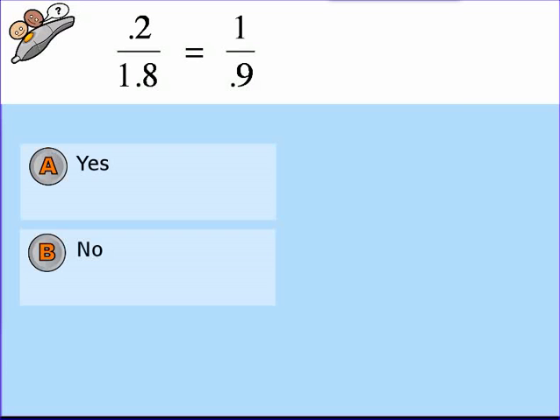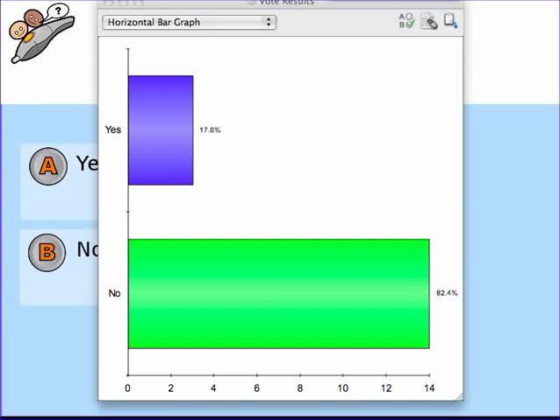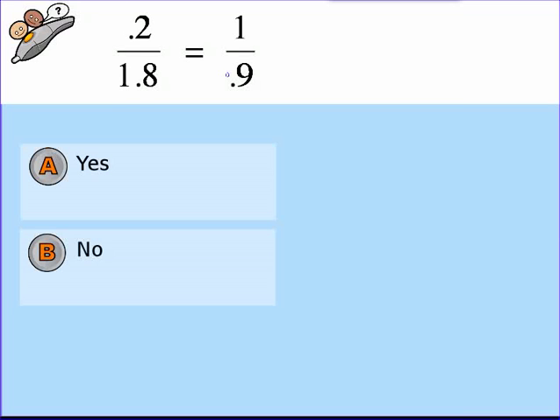Okay, this is a tricky one, guys. And this is why it was tricky. Because the answer is actually no. The reason is that when I multiply 0.2 and 0.9, I get 0.18. When I multiply 1.8 and 1, I get 1.8. So the difference was with the decimal places.